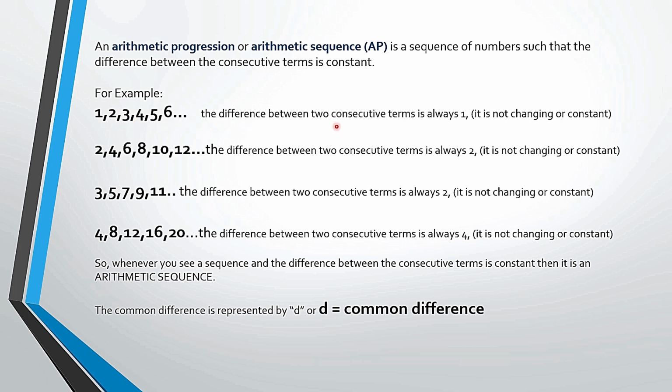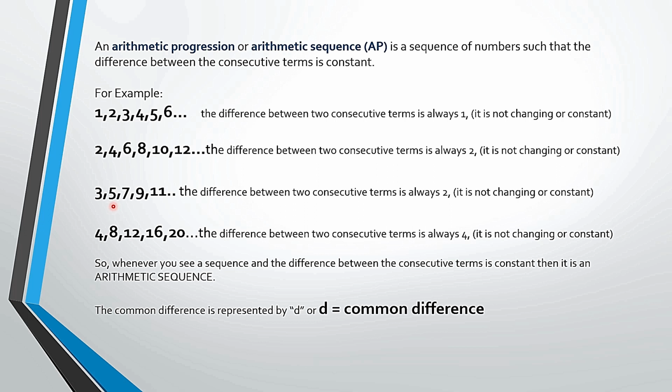The difference between two consecutive terms is always 1, and it is not changing. 2 minus 1 is 1, 3 minus 2 is 1, and 4 minus 3 is 1, and so forth and so on. Example number 2. We have 2, 4, 6, 8, 10, 12. If you will notice, the difference between two consecutive terms is always 2. 4 minus 2 is 2, 6 minus 4 is 2, and so forth and so on. The difference is not changing or constant all throughout the series.